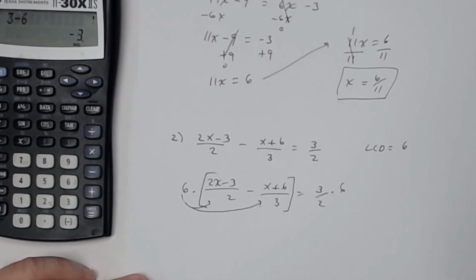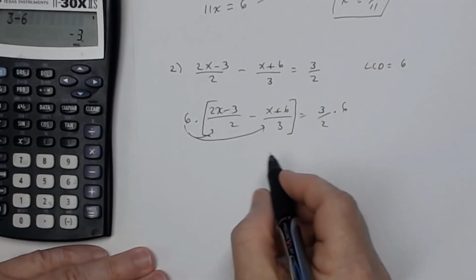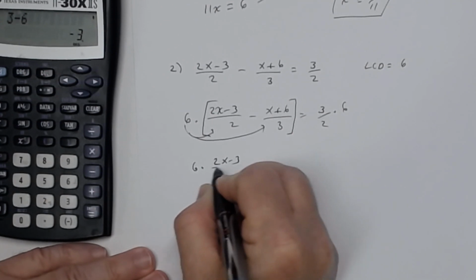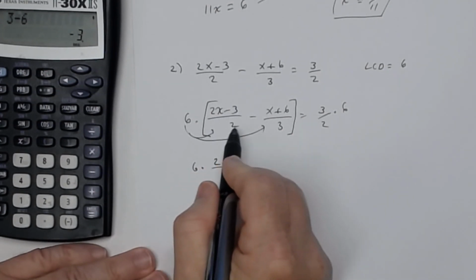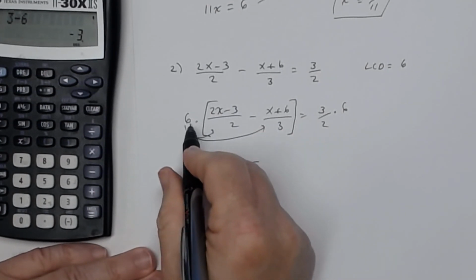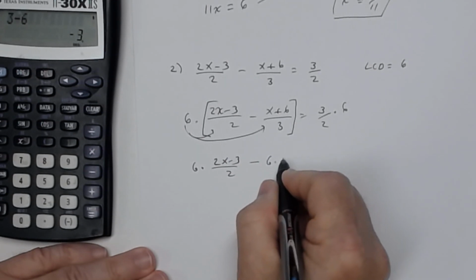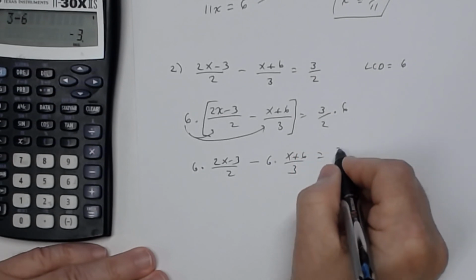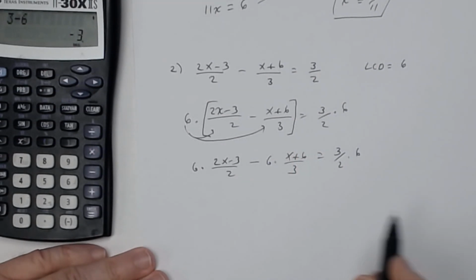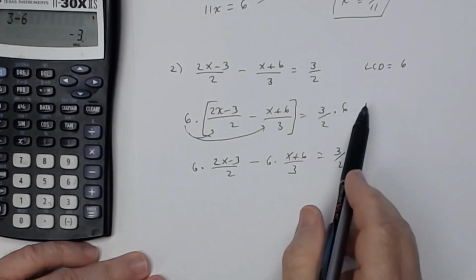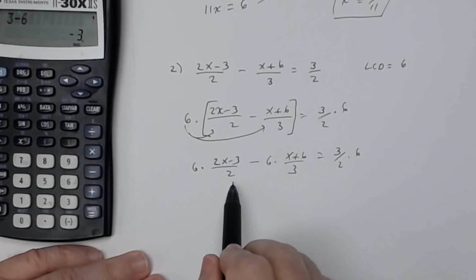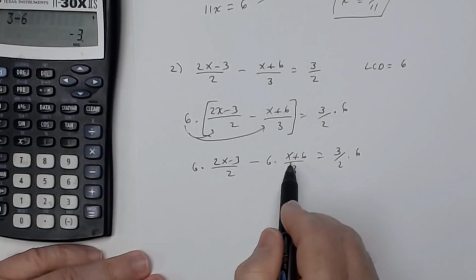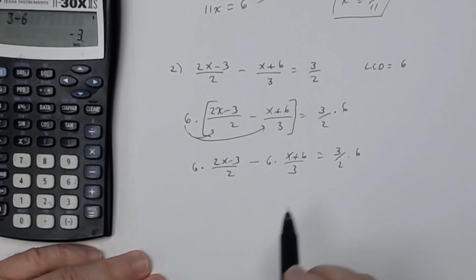And so now when I use the distributive property and I get rid of those brackets, I'm going to get 6 times (2x minus 3) divided by 2, so 6 times this fraction, subtract 6 times the other fraction, so 6 times (x plus 6) divided by 3, equal, and I'm going to just go ahead and rewrite this one over. Okay, now let's reduce. Remember, the whole point of multiplying both sides by the least common denominator is to clear those fractions, to get each of these denominators to be factors of 1.